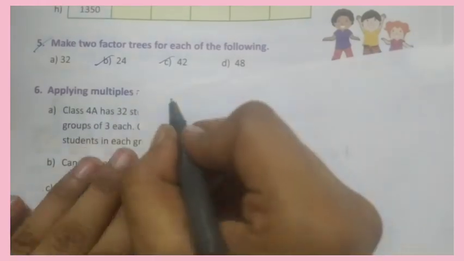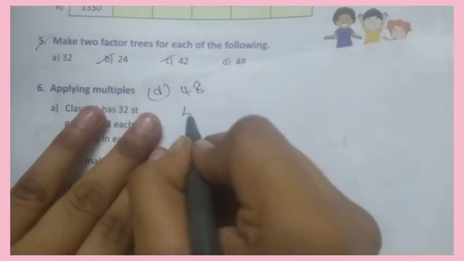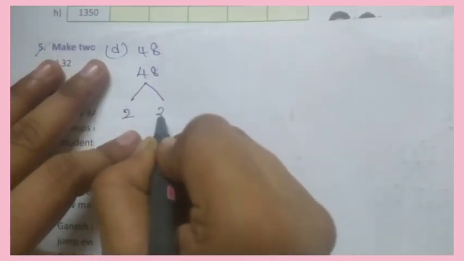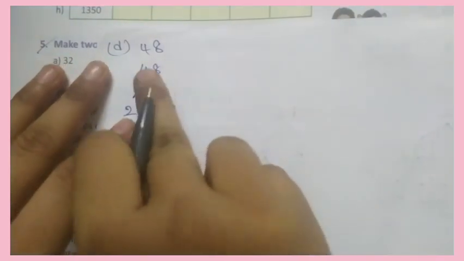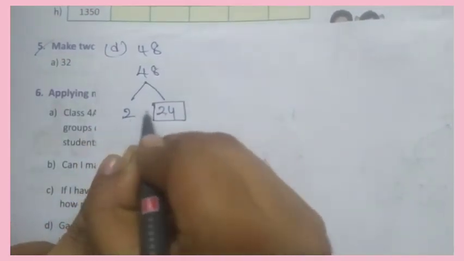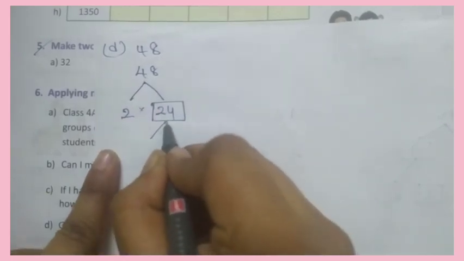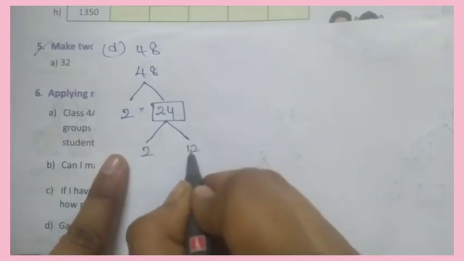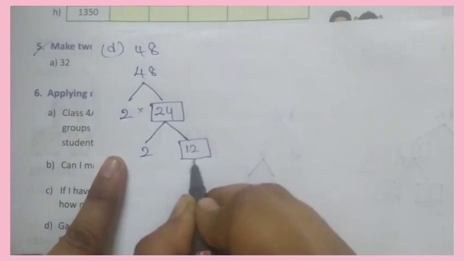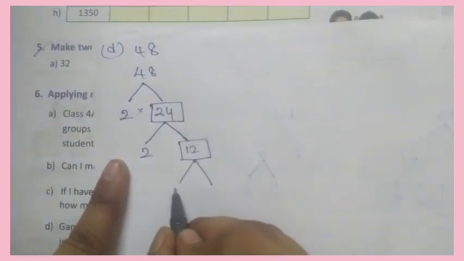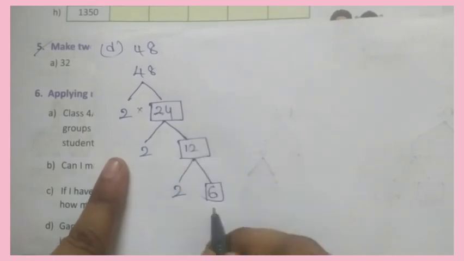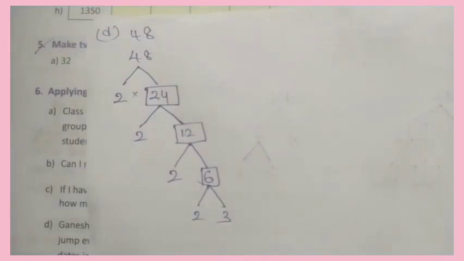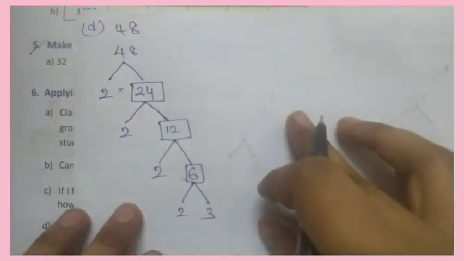Look here, D, 48 given. 48 is divided into first 2 24s are 48. Do division, then you will get 24 here. 2 24s are 48. Then we have to split it again, this 24 into 2 parts. 2 12s are 24. Next we can split this 12 into 2 parts. 2 6s are 12. Next 2 3s are 6. This is the factor tree of 48.